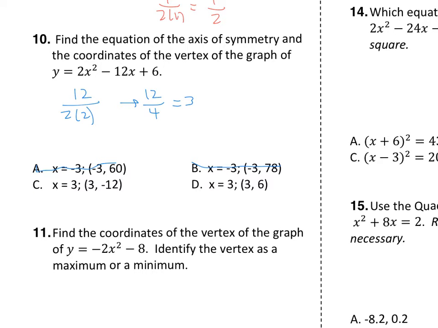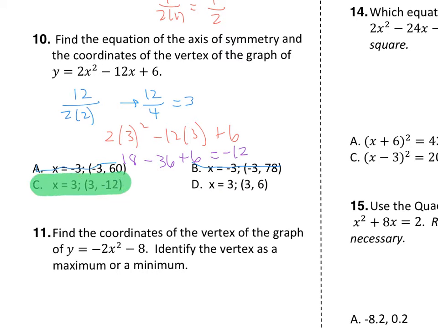Now let's plug in the x-coordinate and solve for the y-coordinate. So 2 times 3 squared minus 12 times 3 plus 6. So 3 squared is 9. 9 times 2 then is 18. Minus 12 times 3 is 36, plus 6. And that comes out to be negative 12. So our answer here would be letter C, which would have the axis of symmetry at x equals 3, and then my vertex at (3, -12).